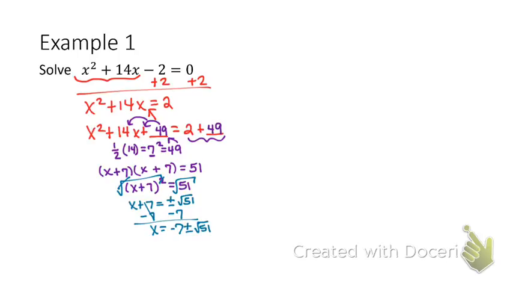Now I forgot to ask, is 51 factorable? Yes, 51 is, so you need to check that. 51 is 3 times 17, but they are not factorable. They're both prime, therefore I can't break down that square root of 51.